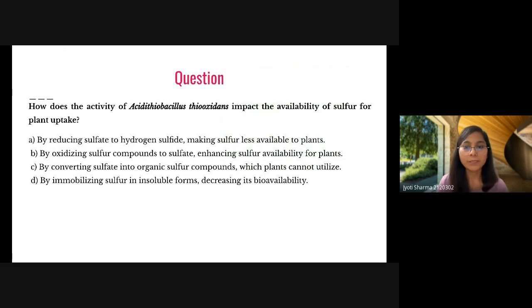I should skip this. Then how does the availability of this particular bacteria impact the availability of sulfur for plant uptake? Because it will oxidize to sulfate, we already have learned, and this is how it will enhance the sulfur availability for the plant. Plants also need elements, for example sulfur, nitrogen, carbon. So if such kind of bacteria are changing elemental sulfur to sulfate, then this sulfate will be utilized by the plants.